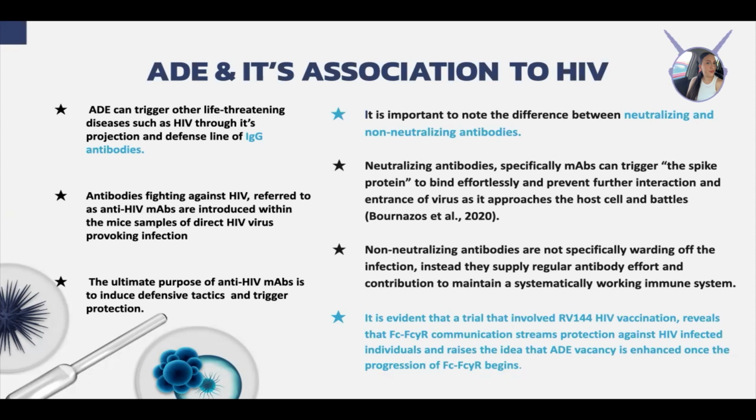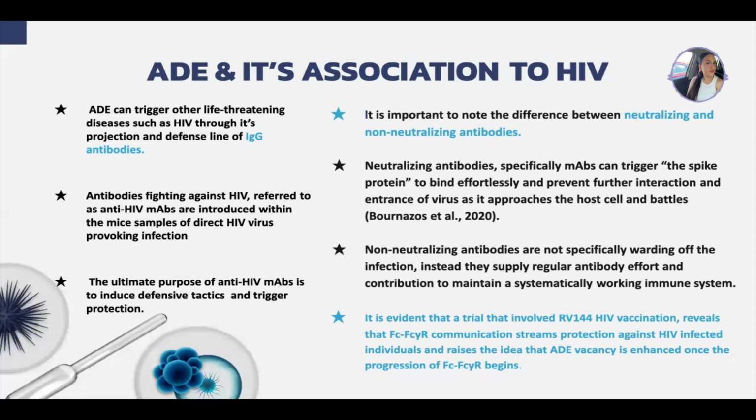It's important to note the difference between neutralizing and non-neutralizing antibodies. Neutralizing antibodies, specifically MABs, can trigger the spike protein, which binds effortlessly and prevents further interaction or entrance of virus as it approaches the host cells and battles. Non-neutralizing antibodies are not specifically warding off the infection. Instead, they supply regular antibody effort in contribution to maintain a systematically working immune system.